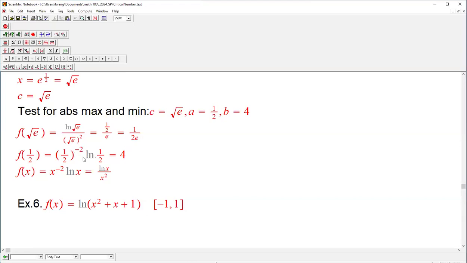Flip over. And ln 1 over 2, that's going to be equal to ln 1 minus ln 2, quotient rule, right? That's going to be 4. ln 1 is 0, so ln 2, so that's going to be negative 4 times ln 2, right? That part should not be hard to understand, and the last one is 4.